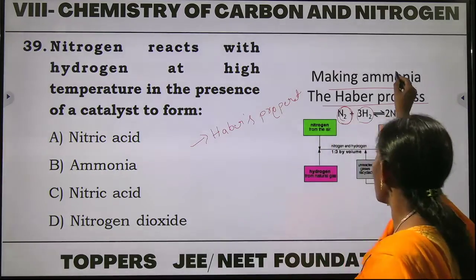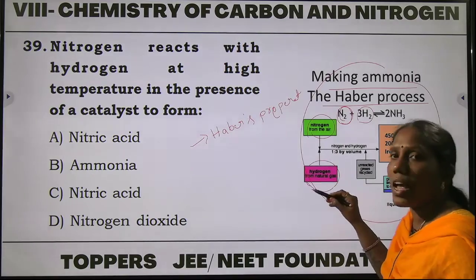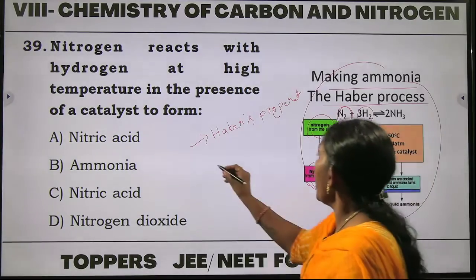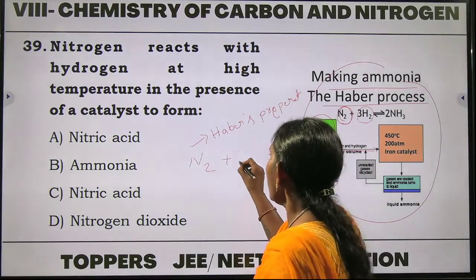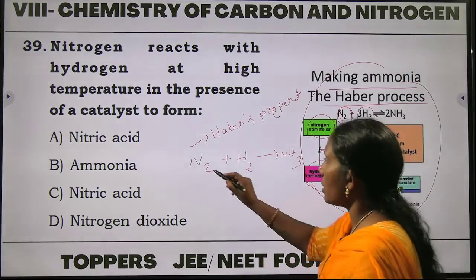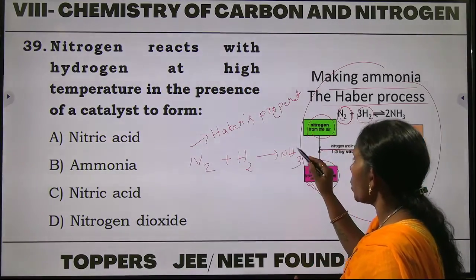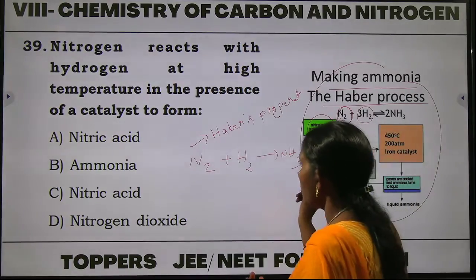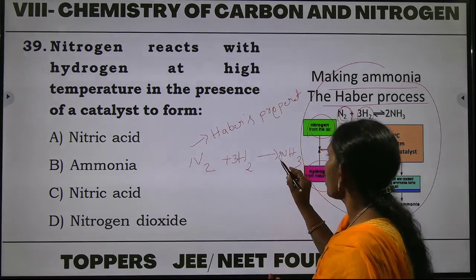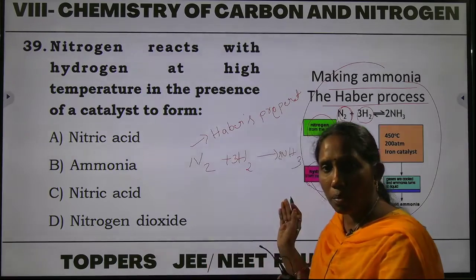Let us see what Haber's process is in this flow chart. Nitrogen from the air and hydrogen from the natural gas combine in a 1:3 ratio. N2 reacts with H2 and forms NH3. This reaction is not balanced here. We have 2 nitrogens, but here only 1 nitrogen. Here 2 hydrogens are there, but on the product side 3 hydrogens. If you balance the equation, here you have to keep 2, then 2 nitrogens on both the reactant side and the product side.